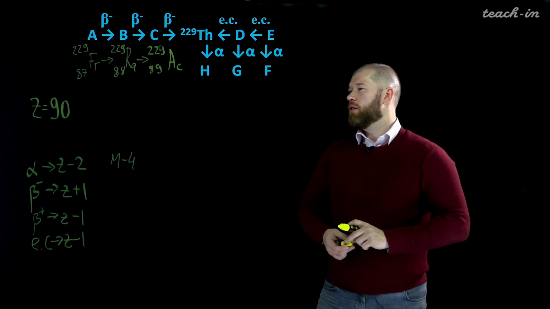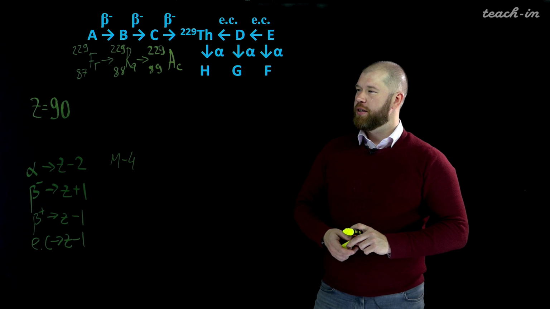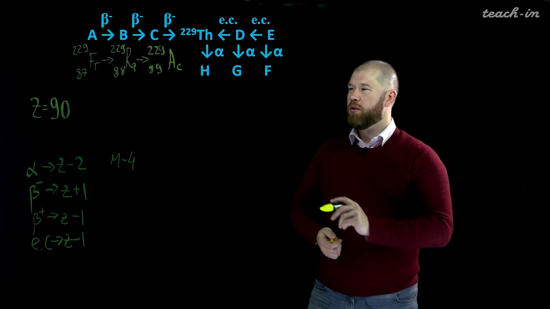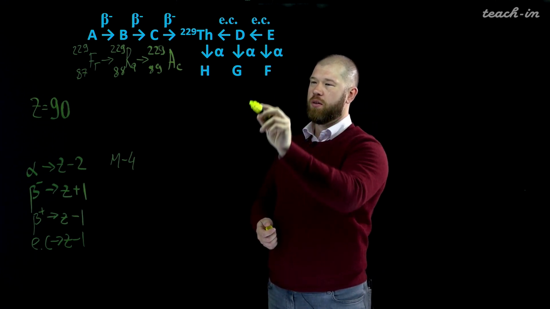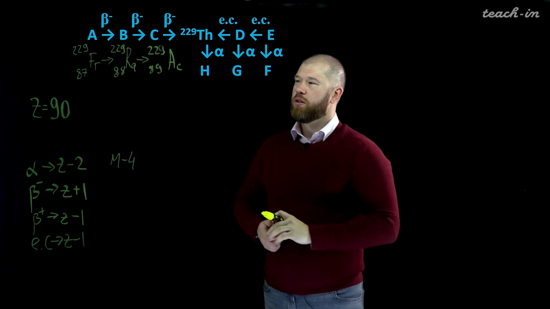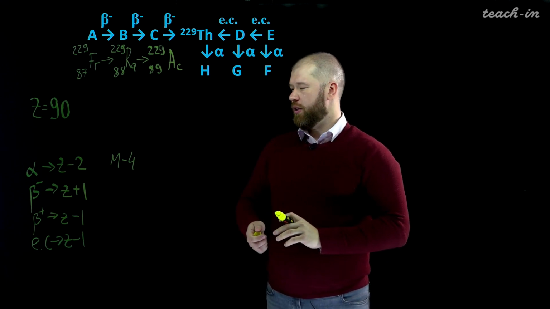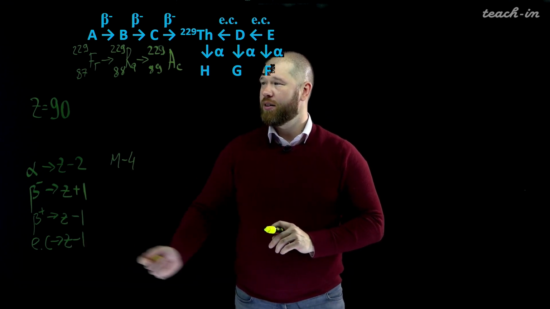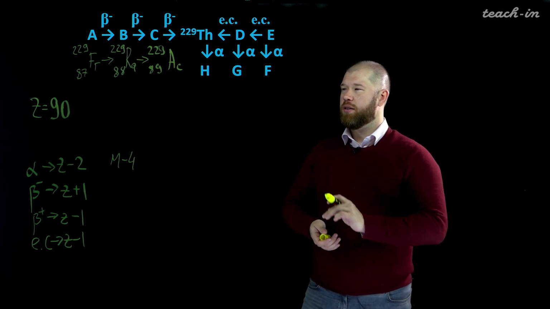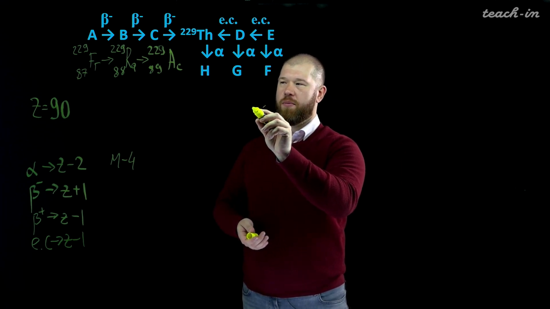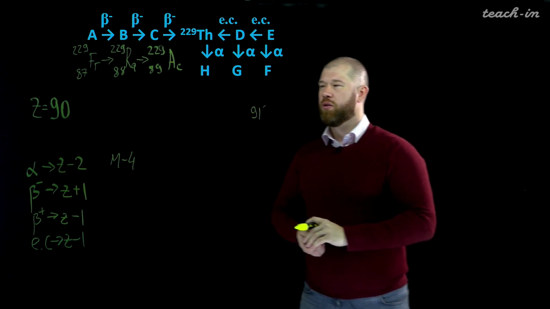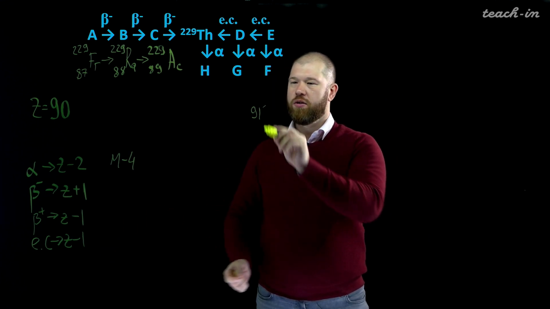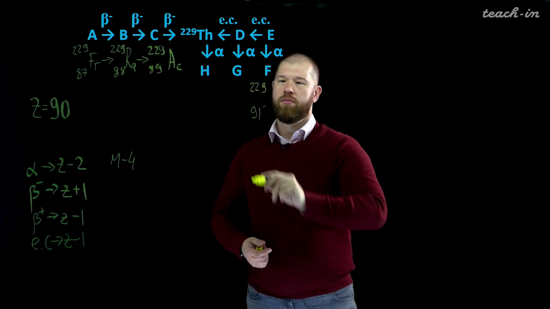Okay, so we now understand that ABC is francium, radium, and actinium. So what about D? I will write it here. For D, it was electron capture. That means that the charge was decreased by 1. Thus, D means that it was something with the charge of the nucleus 91. Mass, again, doesn't change. That is 229.